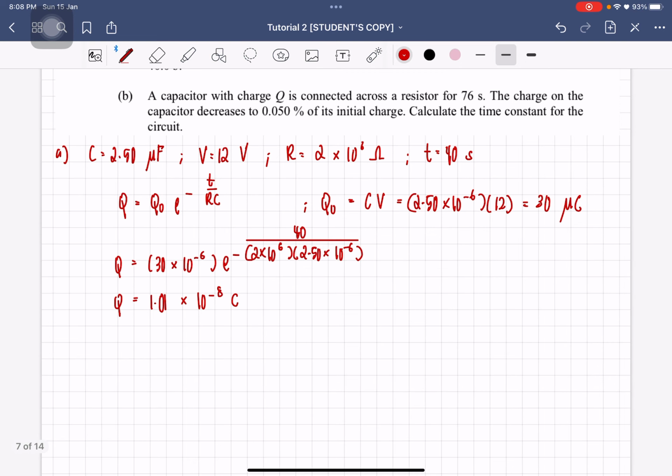Okay, so it reduces from 30 microcoulomb to 1.01 times 10 to the power of negative 8 coulomb.